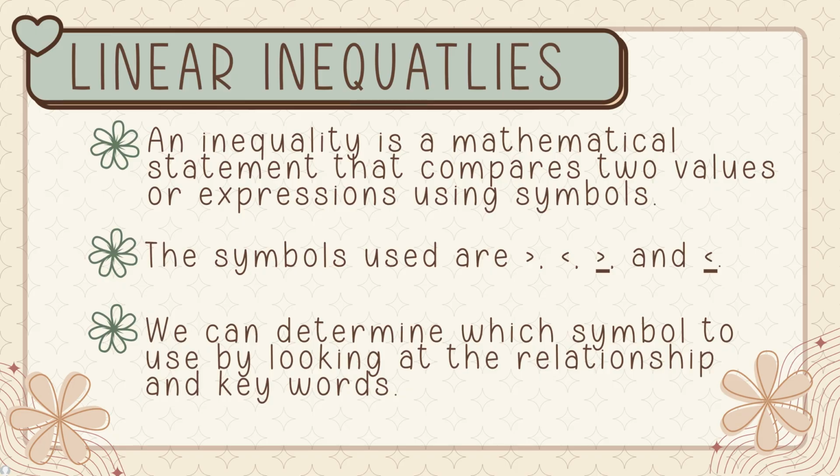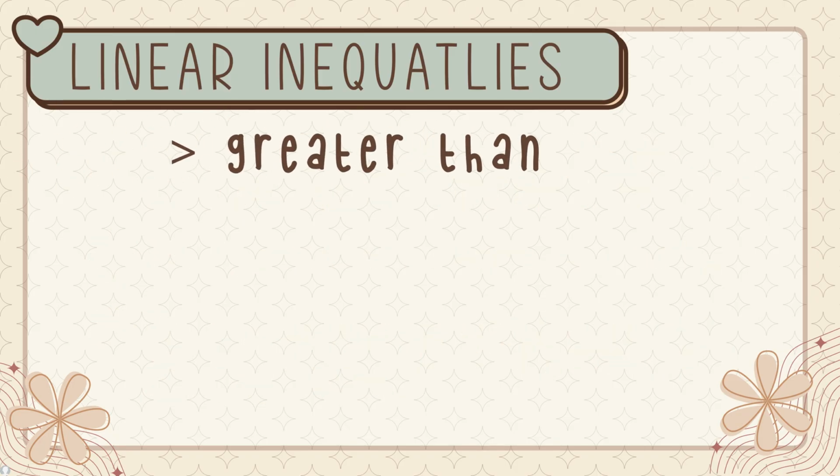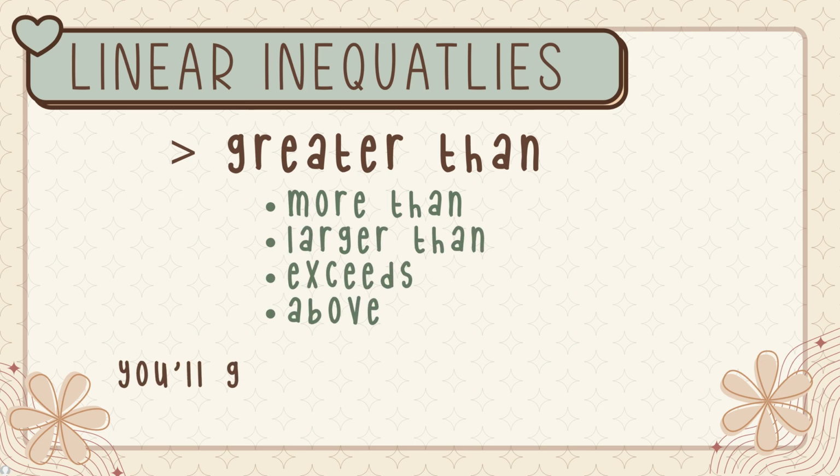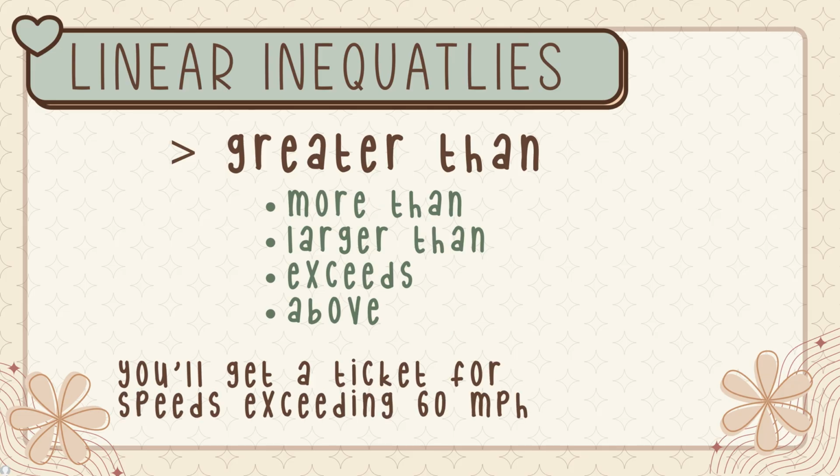So let's look at each inequality a little deeper. We'll start with greater than. Some keywords we might see for this are more than, larger than, exceeds, or above. For example, if we have a situation where you'll get a ticket for speeds exceeding 60 miles per hour, then we can write this as x is greater than 60, since any value greater than 60 results in a ticket.